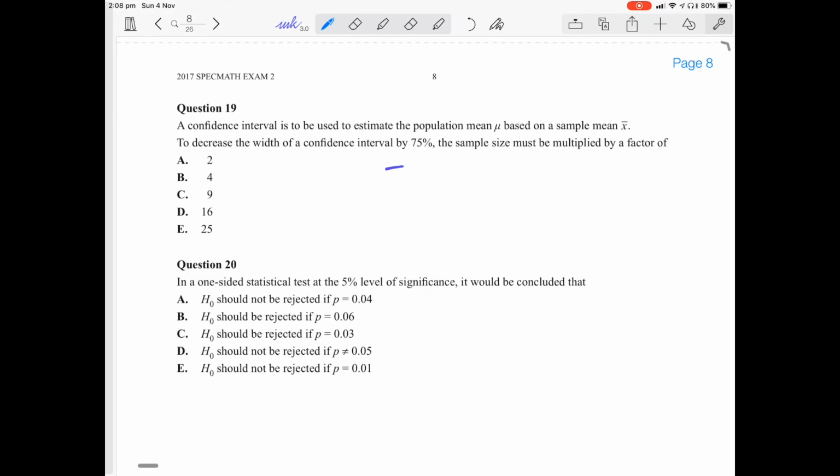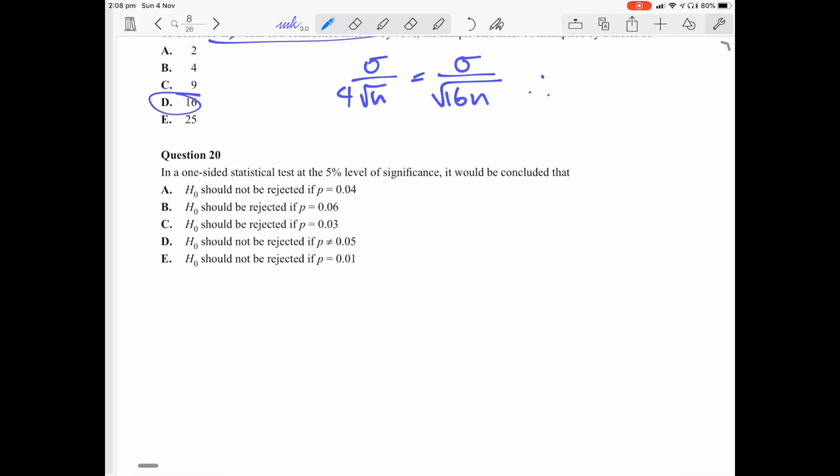Okay, so sigma on root n has got to be divided by 4. So the new sample size is going to give sigma on square root of 16n. So therefore the factor is 16. Yeah, decrease the width by 75%. I was thinking you want it to be 75%, but you want to decrease it by 75%.